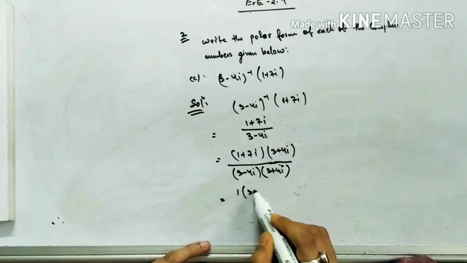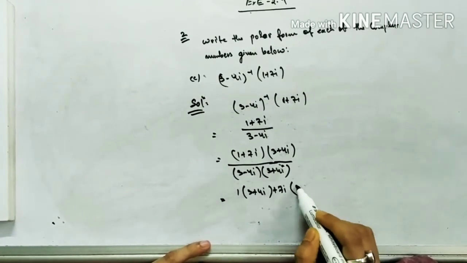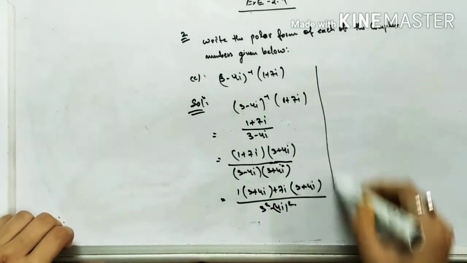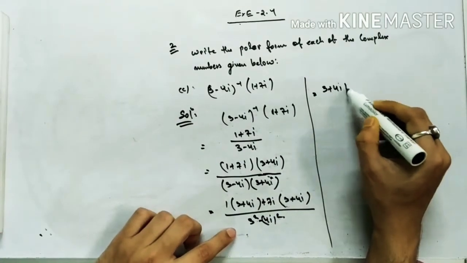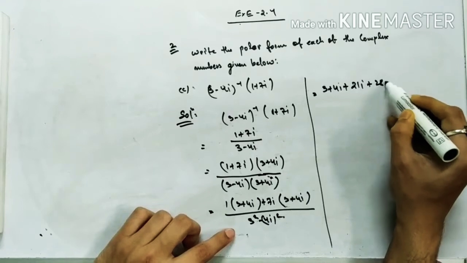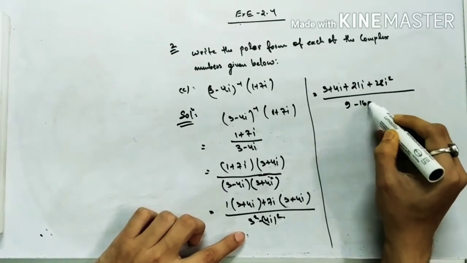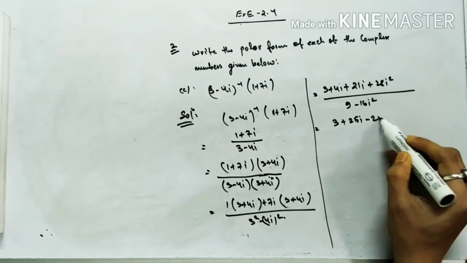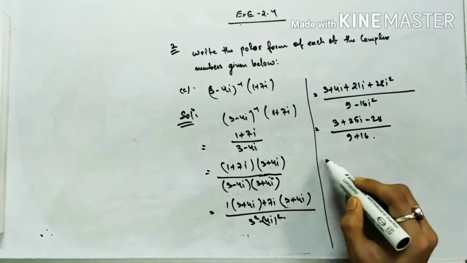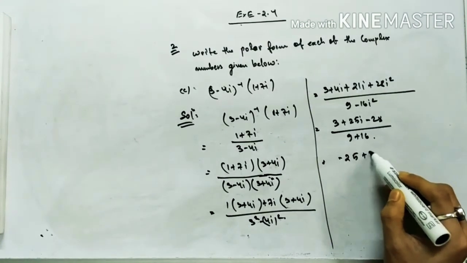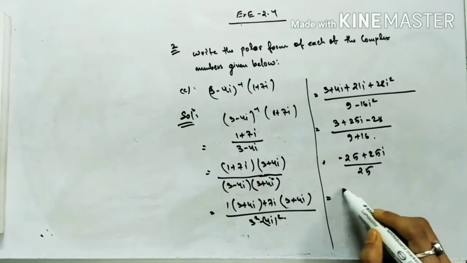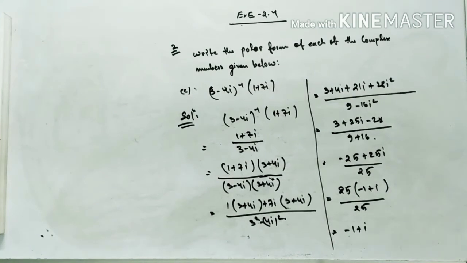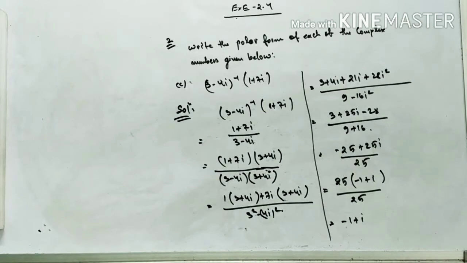So this will become 1 into (3 plus 4i) plus 7i into (3 plus 4i) by 3 square minus (4i) whole square. So ultimately I will get 3 plus 4i plus 21i plus 28i square by 9 minus 16i square. So this gives me 3 plus 25i minus 28 by 9 plus 16, which is minus 25 plus 25i by 25. If I take 25 common, I will get minus 1 plus i.